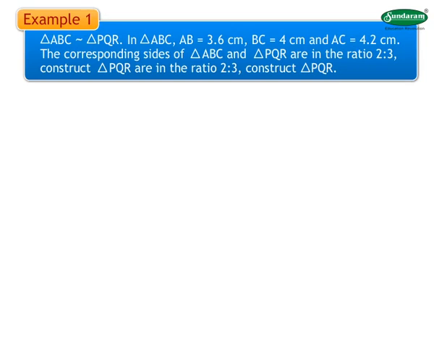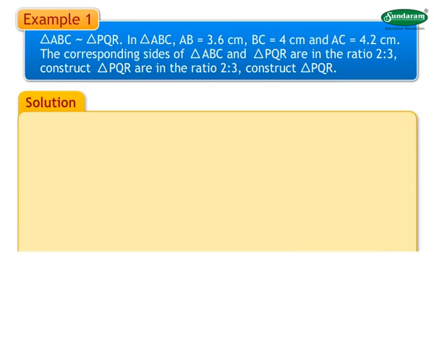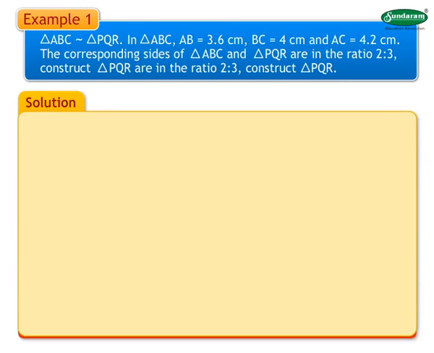Construct triangle PQR. Solution. Here, it is given that triangle ABC is similar to triangle PQR. Therefore, AB upon PQ is equal to BC upon QR is equal to AC upon PR is equal to 2/3. Now let's find the measures of sides PQ, QR and PR one by one.